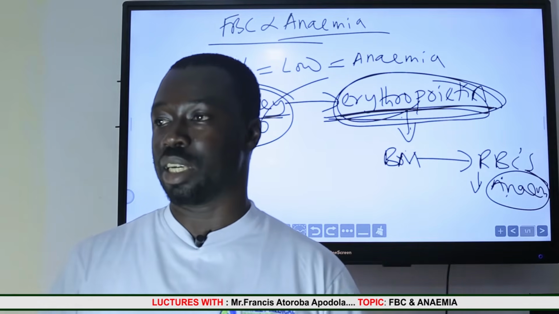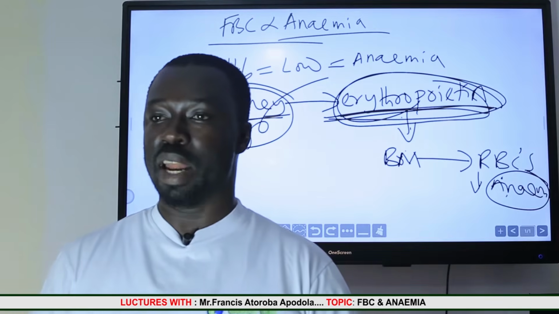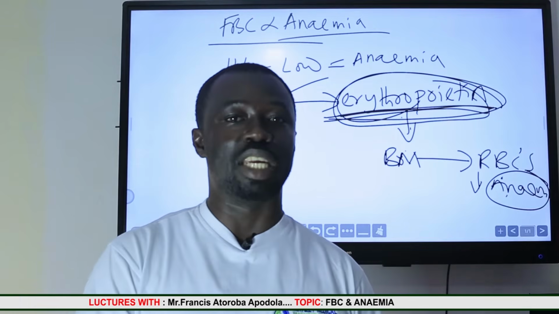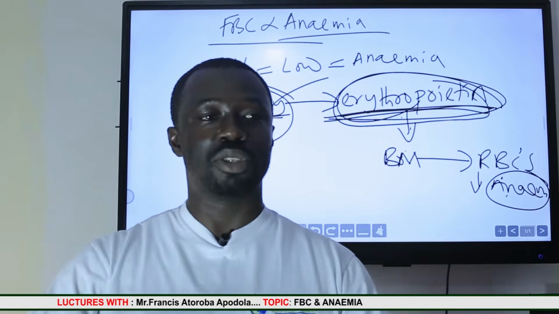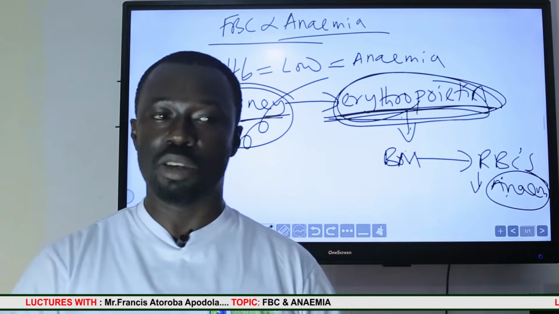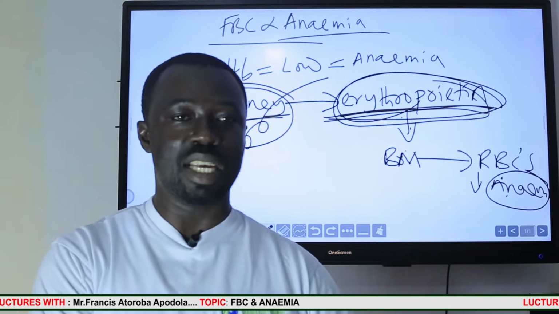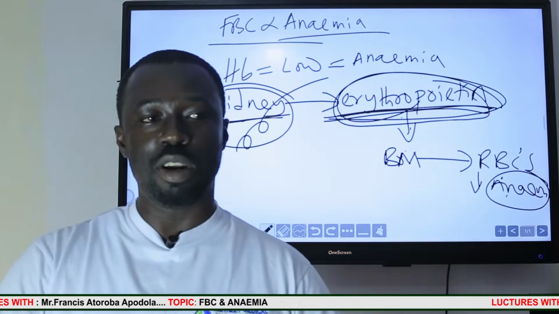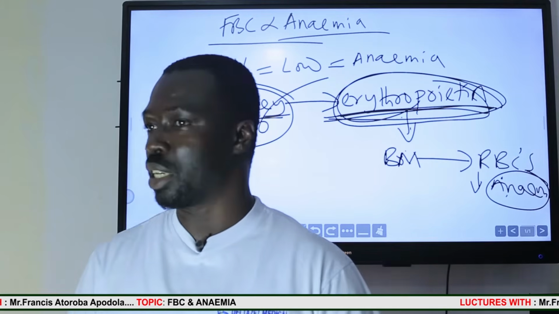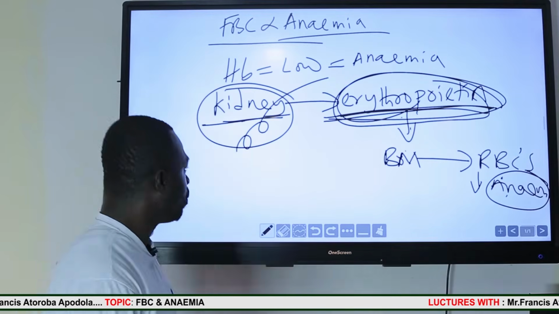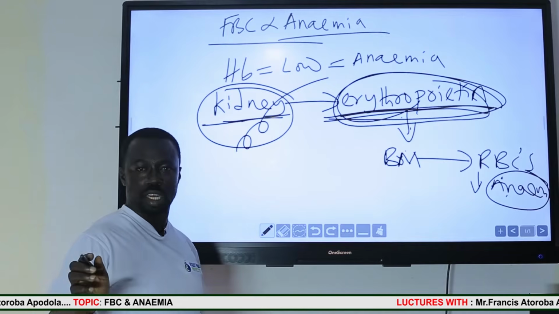If somebody has sickle cell disease and the red blood cells are rapidly being broken down, it results in anemia. The disease is not the anemia, but the disease actually is the sickle cell. And one of the manifestations of the sickle cell is the anemia. I hope we are together.